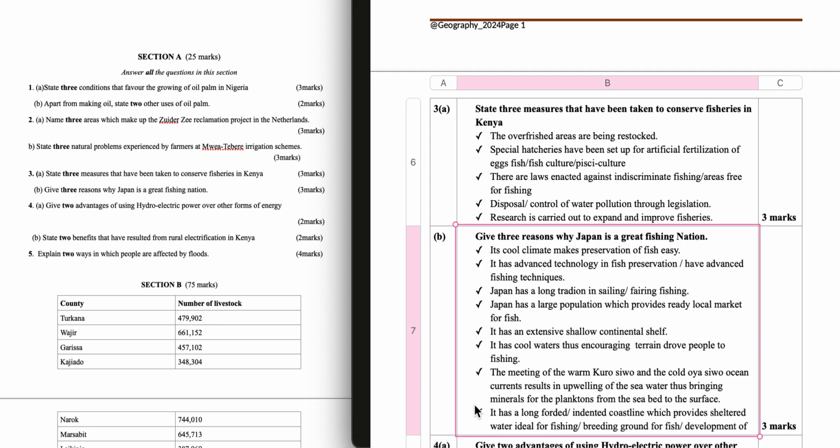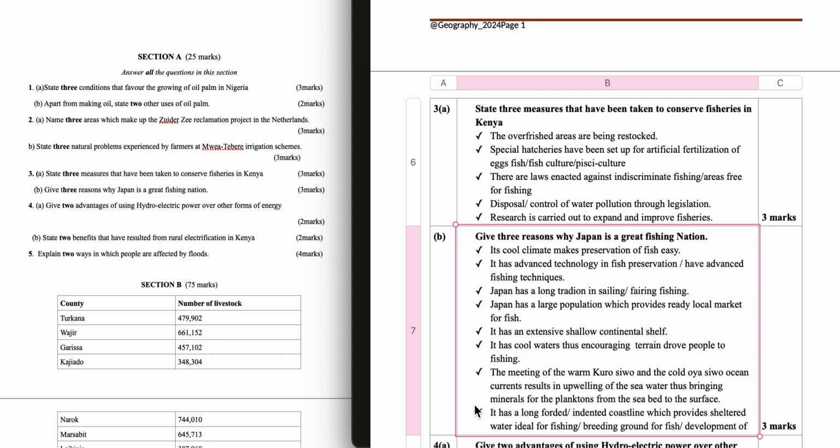The meeting of the warm Kuroshio and the cold Oyashio ocean currents results in upwelling of the seawater, thus bringing minerals for the planktons from the seabed to the surface. It has a long fjorded coastline which provides sheltered water ideal for fishing.